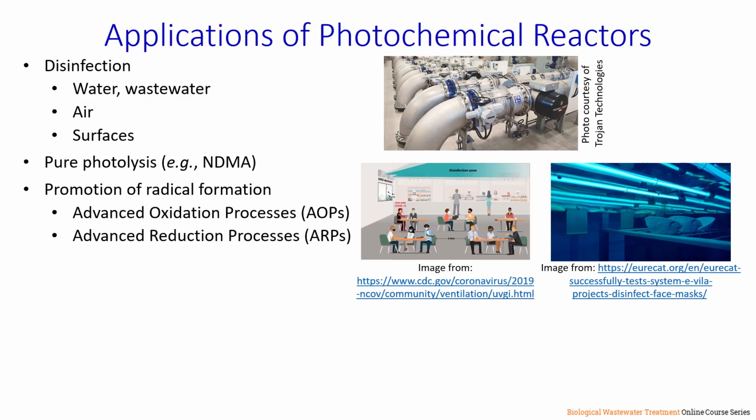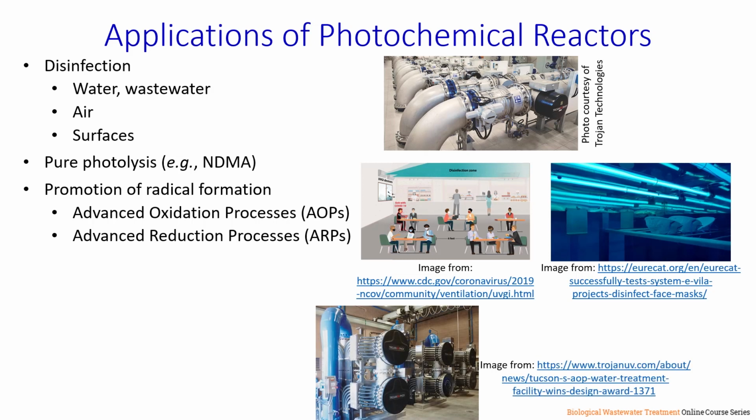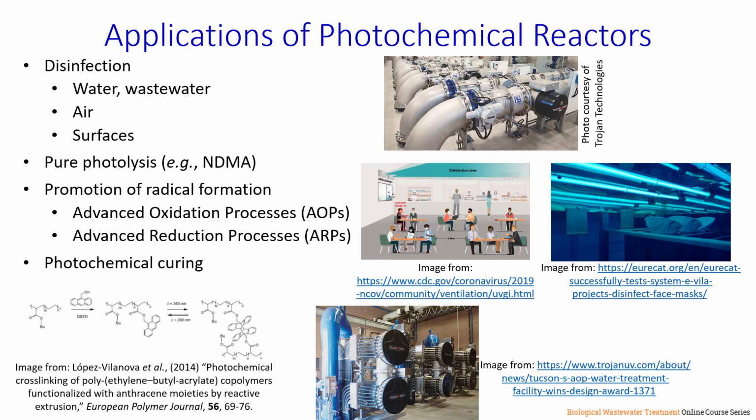It can also be used for promotion of radicals or reactive intermediates, and those in turn can initiate advanced oxidation processes or AOPs, and more recently people have discovered the use of UV to promote advanced reduction processes or ARPs. Those reactors oftentimes take on a slightly different configuration to allow the introduction of chemicals immediately upstream of the UV irradiated zone. And then lastly, UV is commonly used for photochemical curing, oftentimes resulting in the formation of polymers, which changes the fundamental chemical and physical characteristics of the photochemical target.